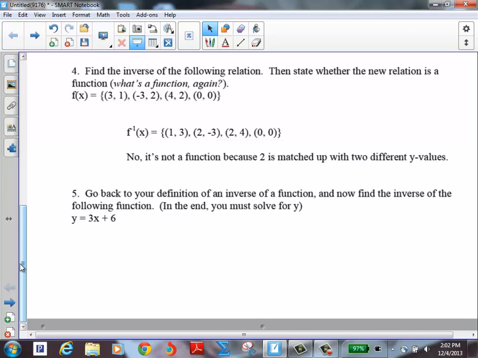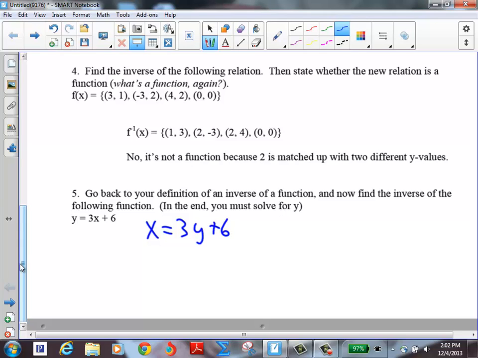All right, welcome back. I'm going to work through this one with you. Again, our definition of an inverse is exchanging the x and the y. So I'm going to do that right now. And the direction said we need to go back and solve for y. You always want to do that when you're finding the inverse.